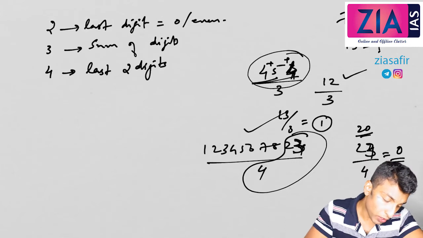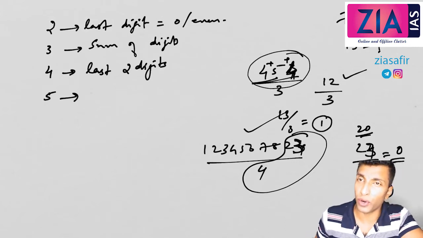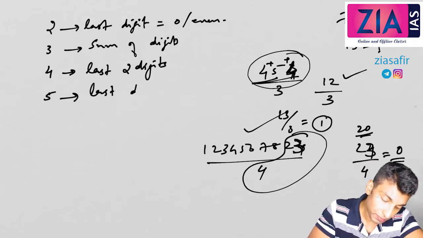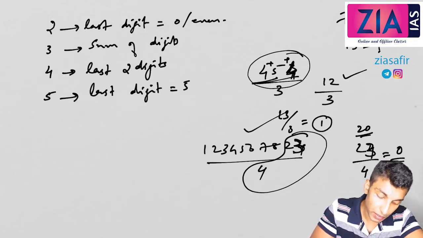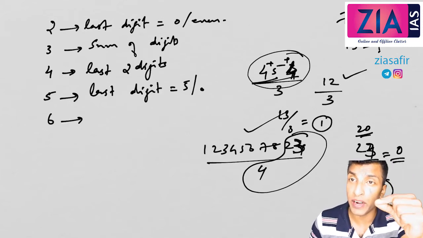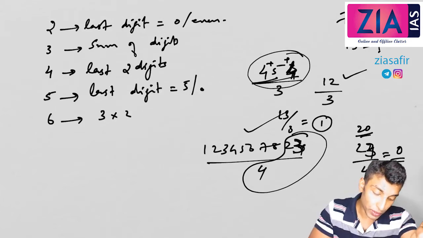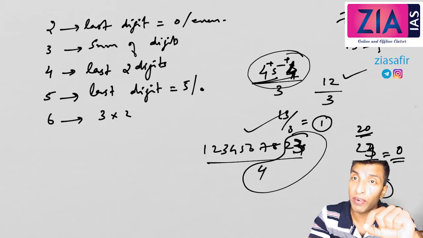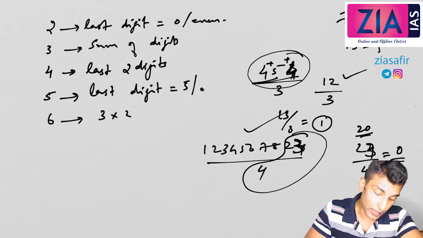Similarly, what about 5? All of you know, the last digit should be 5 or 0. What about 6? For 6 it has to be an even number and it has to be divisible by 3. That means I am talking of a number which is a multiple of 3 and a multiple of 2. So the sum of digits should be divisible by 3 and the last digit should be an even number or 0.